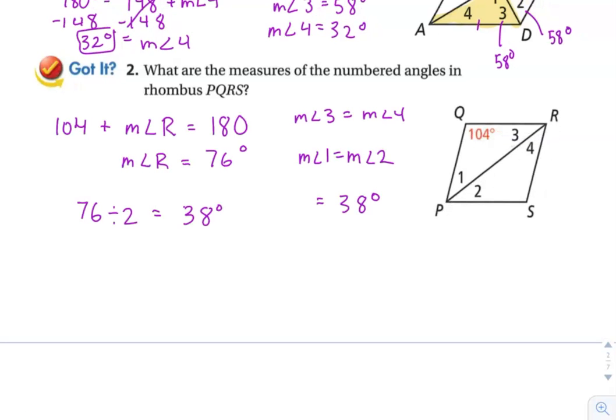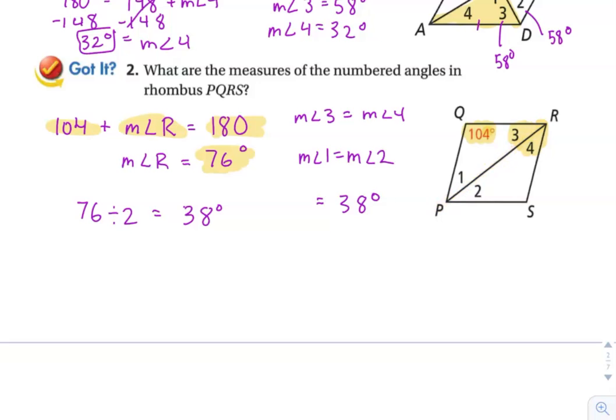Hopefully you made the connection, remembering that a rhombus is just a type of parallelogram, guys. So we know that still our consecutive angles add to 180. So just start with figuring out what R is in general. I know that 104 plus the measure of angle R equals 180. Subtract 104 from both sides, I get the measure of angle R is 76, but then we drew the diagonal RP, which is right here. So then just divide it in half.